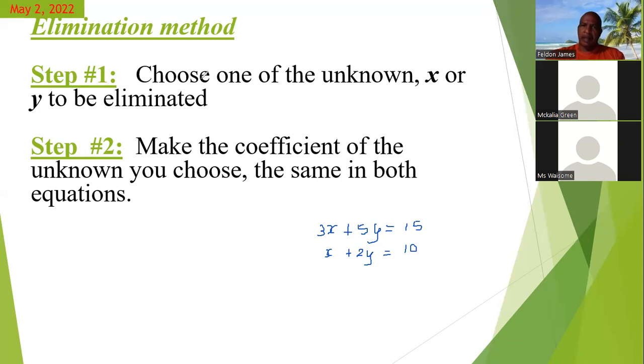Number, sir. Huh? Number. When you say number, is it just number? Numerical value. No, not just numerical value. When you say coefficient, we are really referring to the number before. Yeah, we're referring to a number that is attached to a letter. Yes, sir. So the coefficient of x here would be 3 in the first equation. And in the second equation, what would be the coefficient of x? 1, sir. 1, right? Even though we don't see a 1, we know that there's always an invisible one there.